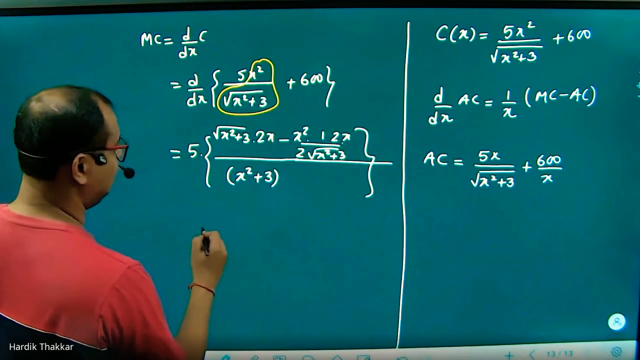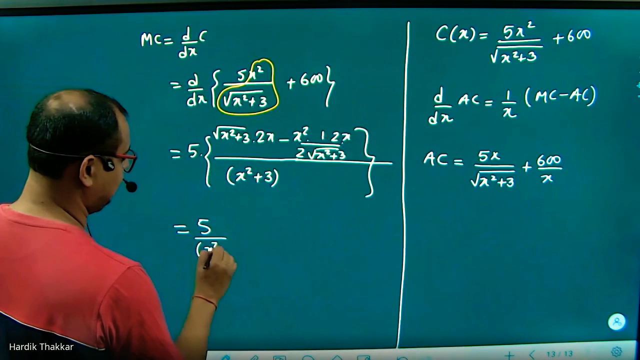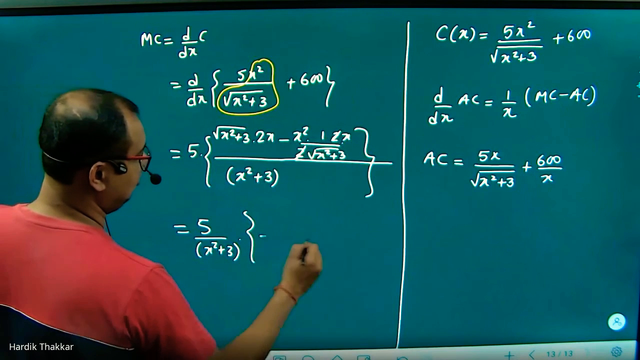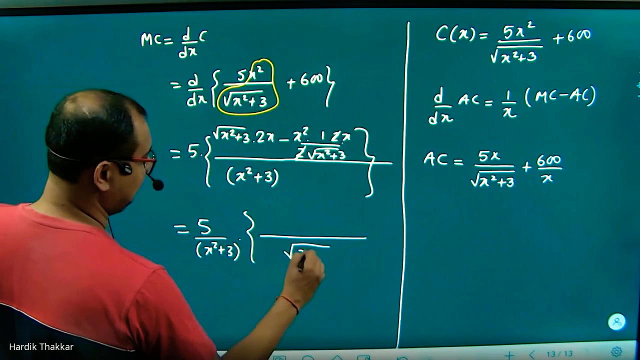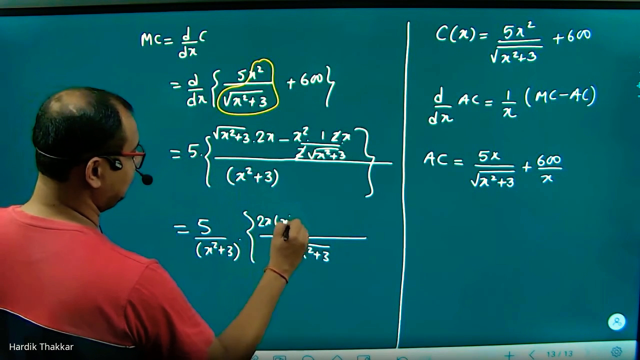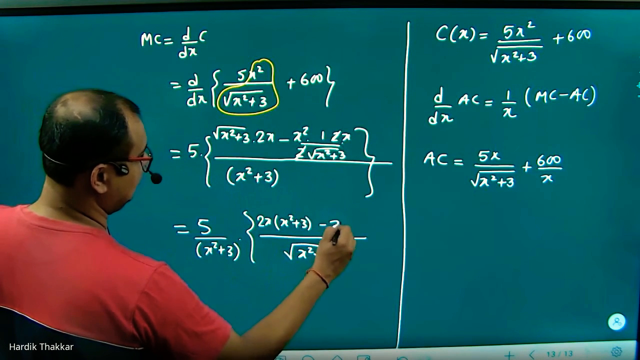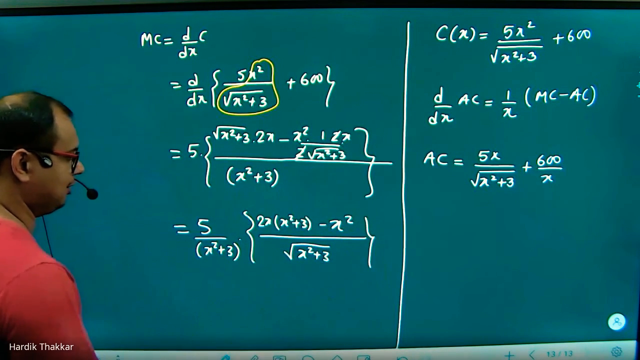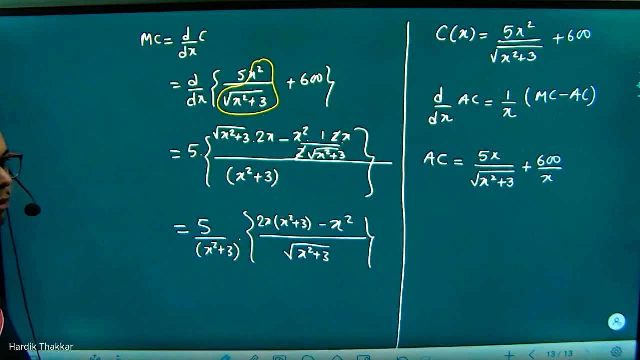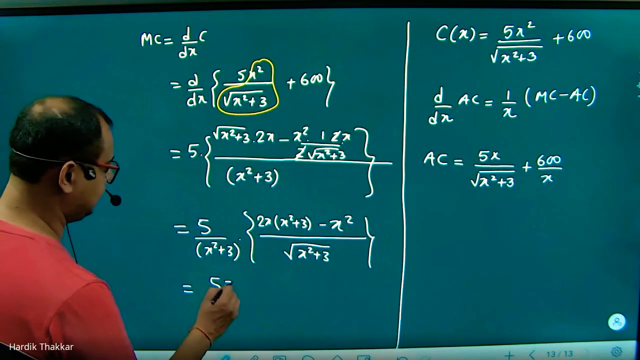Okay, so we will get a function expression like this. Further, 5 upon x square plus 3, we have taken this part common, and here 2 and 2 get cancelled out. After this, when we take LCM, it will be like this. This term will be multiplied with this. So 2x into x square plus 3 minus, it will be x cube, I think. Yes, x cube. Okay, now check till this part. Any doubts till this part? No, sir. No. Okay.